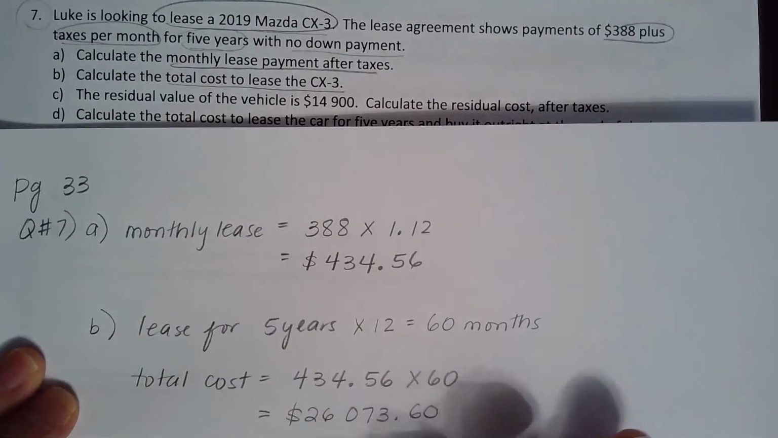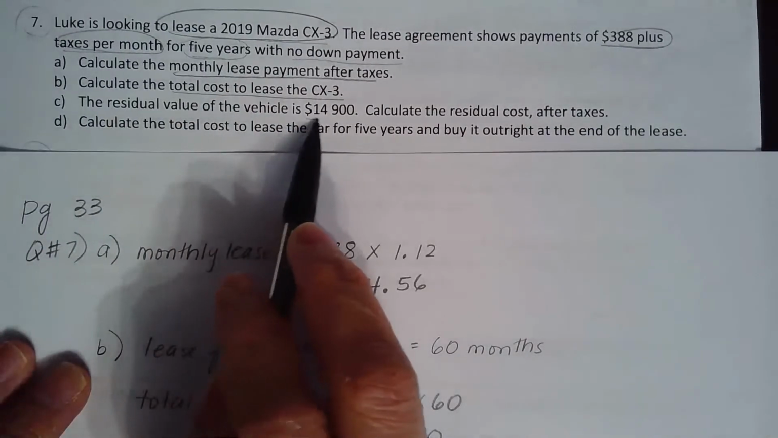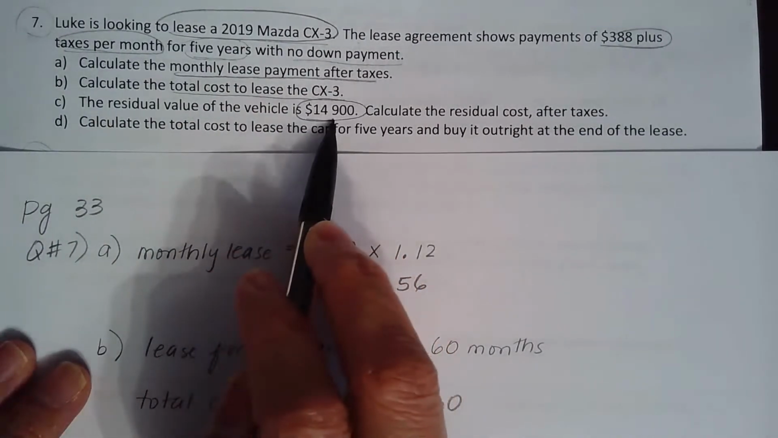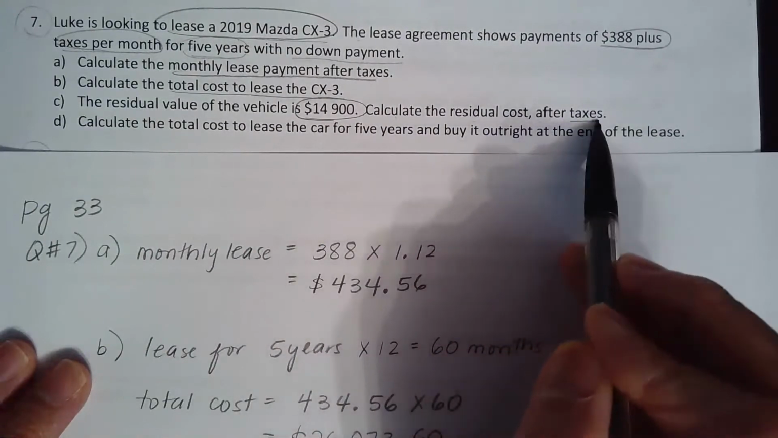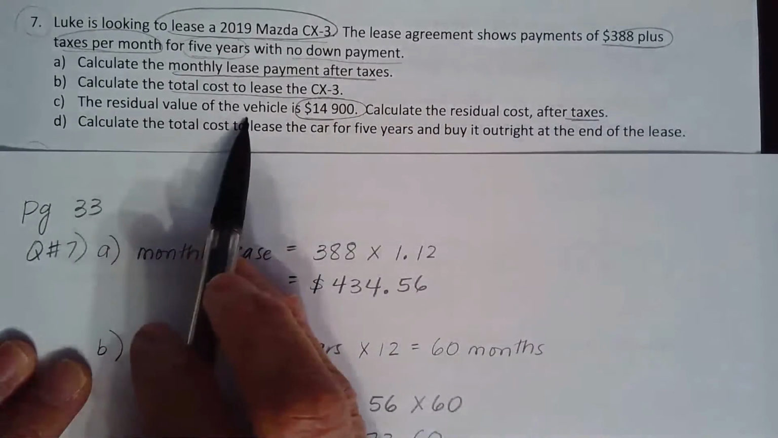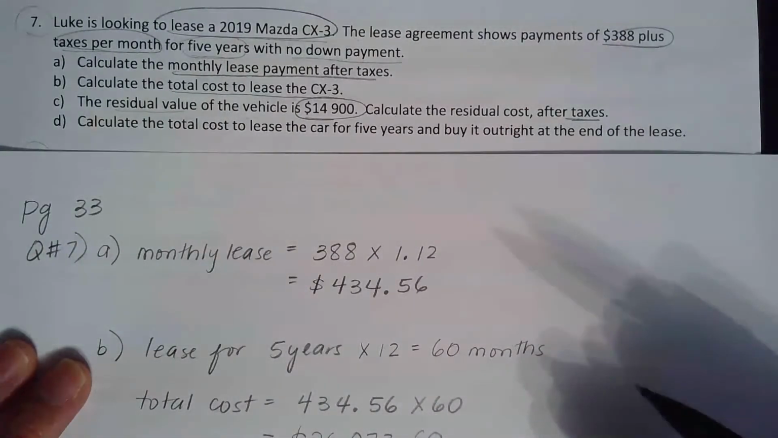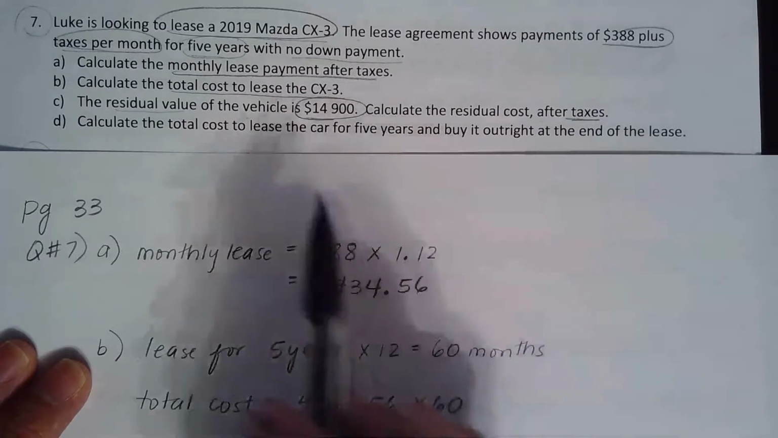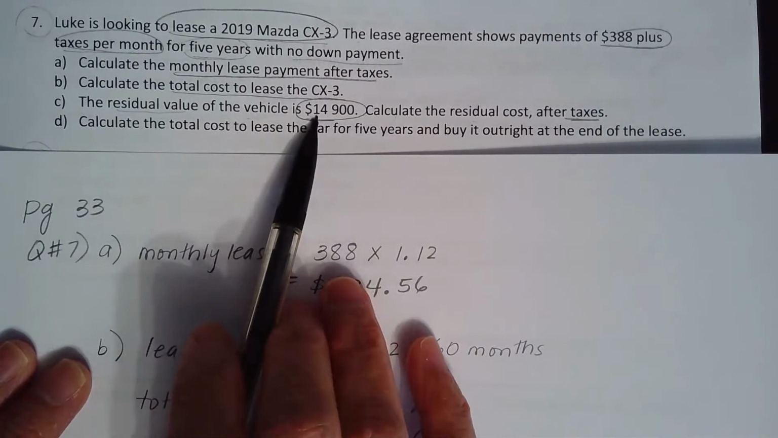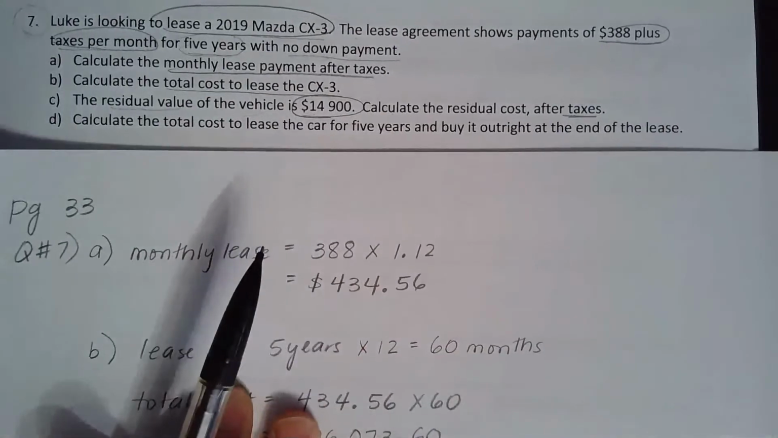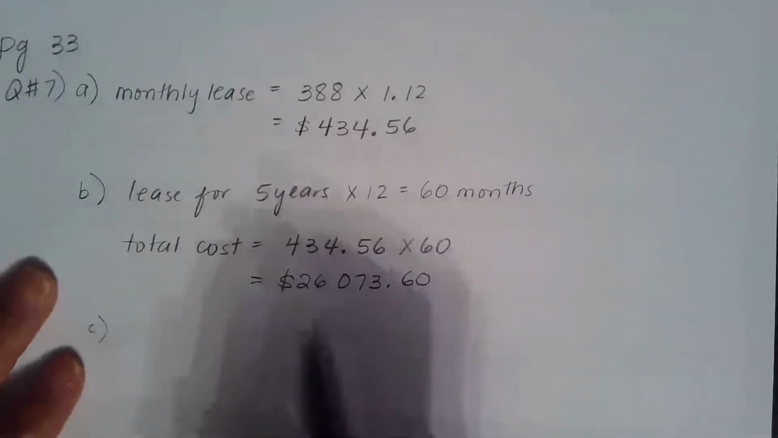7C. 7C, it says here, the residual value is $14,900. Calculate the residual cost after taxes. So the word residual value means after 5 years. After 5 years, it's no longer brand new. So this is how much it's going to be. Okay. So letter C, residual value.